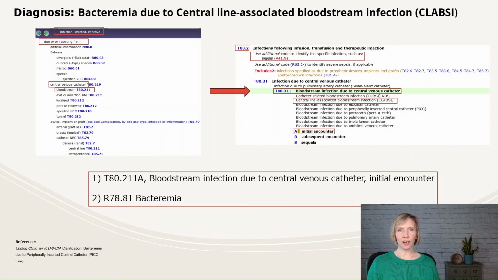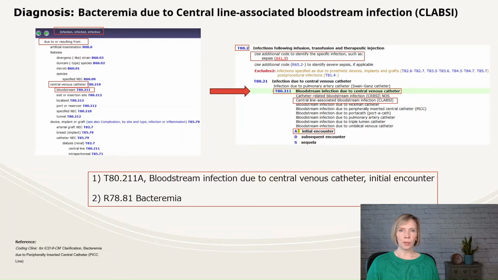Let's take a look at a couple of examples, starting with a systemic infection caused by central venous catheter. This patient has been diagnosed with bacteremia due to central line associated bloodstream infection, otherwise known as a CLABSI. This diagnosis definitively establishes a link between the bacteremia and the central venous catheter. So our first step is to assign the code for the systemic bloodstream infection, followed by the code for the bacteremia.